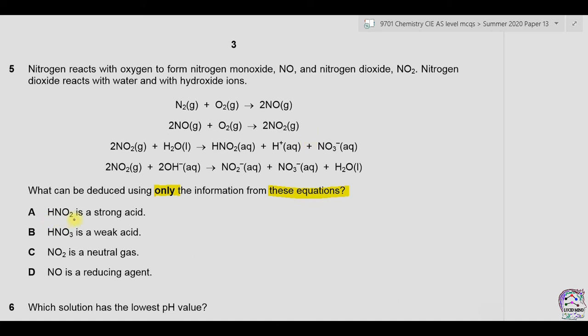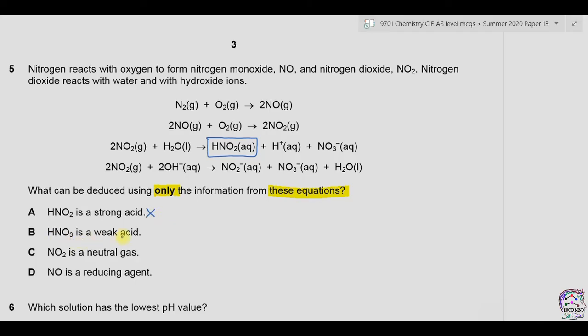A. HNO2 is a strong acid. Now strong acid is such a substance that dissociates immediately into its ions. H plus ion is formed and an NO2 negative ion is formed. From these chemical equations we can see that HNO2 is not dissociated into its ion, so therefore this option is not correct.